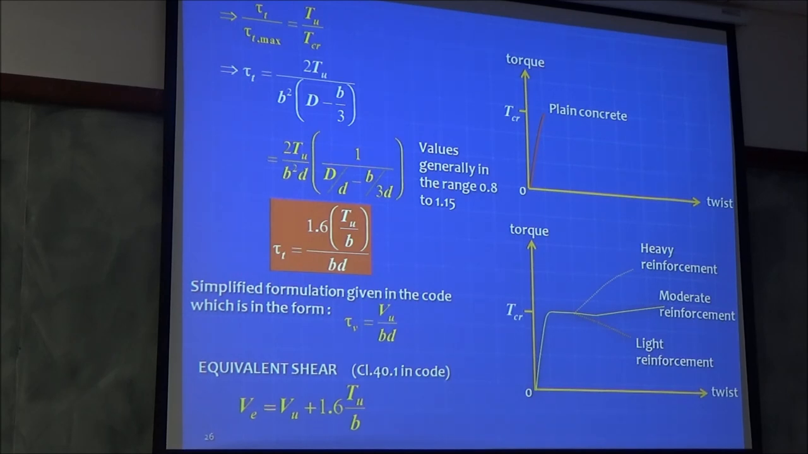You remember the torsion shear stress given as 1.6 Tu by B divided by B. So this Tu by B has the units of force. So it's sometimes treated as a shear force. This is a simplified formulation given in the code, and you can treat it as a kind of equivalent shear, similar to your flexural shear Vu. So the code says, find out this equivalent shear caused by twisting moment, find out the flexural shear that you get from flexure, and add these two together, and that's called your equivalent shear, Vu plus 1.6 Tu by B. When you divide that by Bd, you get your nominal shear stress.